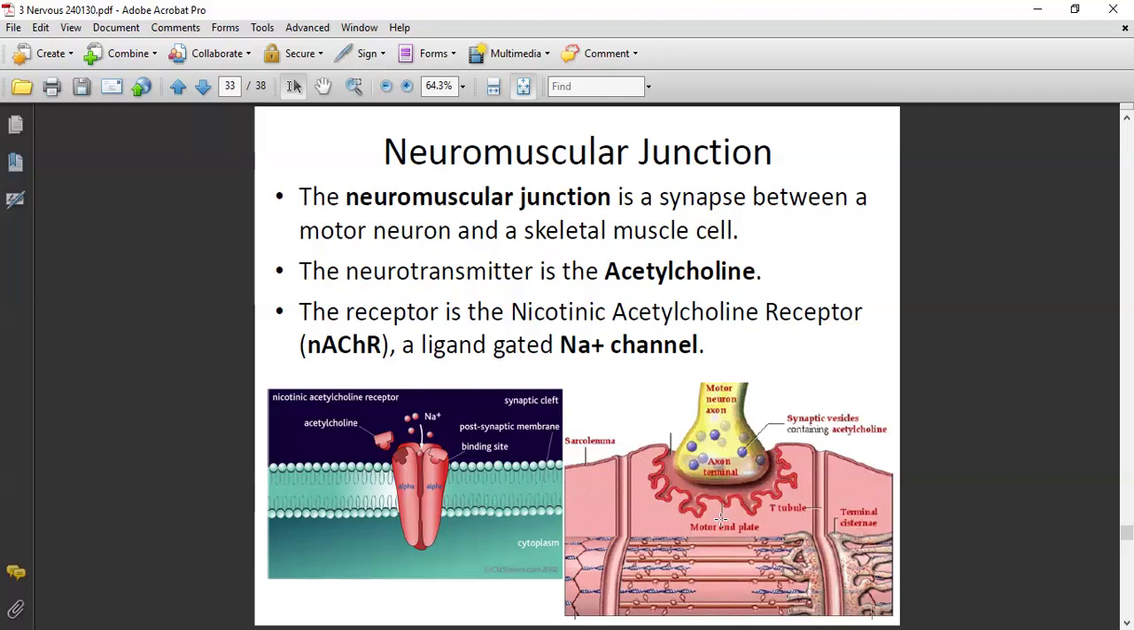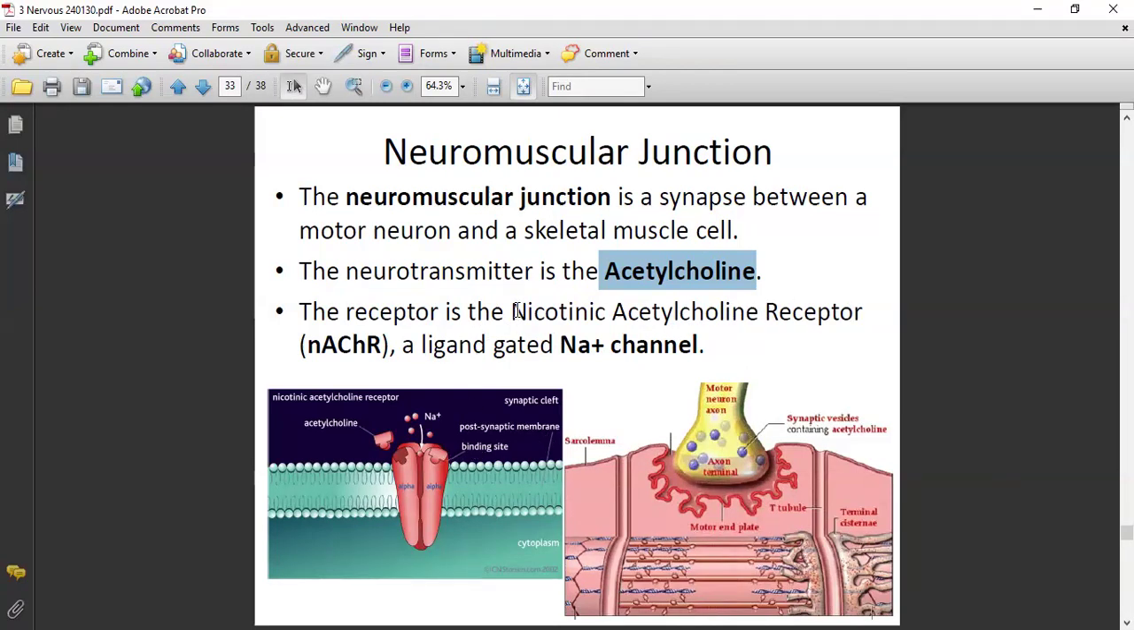The answer is this neurotransmitter is called acetylcholine, right here. Acetylcholine. So this is the neurotransmitter released from the lower motor neuron terminal, acts on the muscle. And in the muscle, it has the receptor right here, this receptor. It has a name. This receptor is called nicotinic acetylcholine receptor.